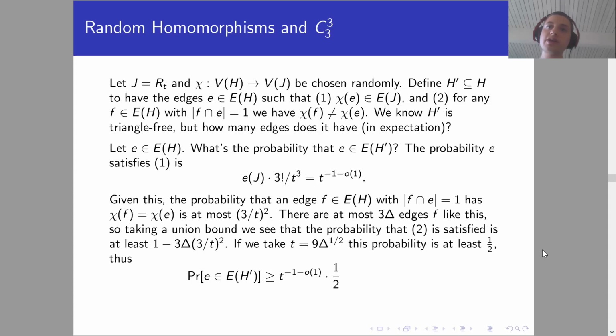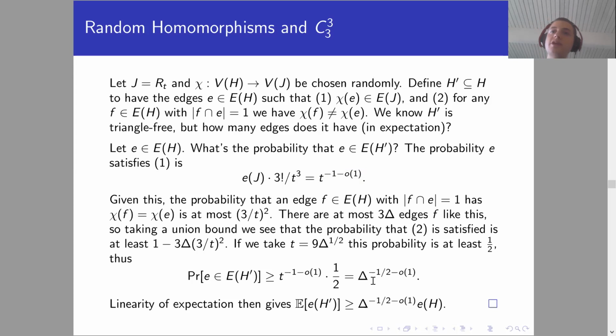And in total, putting this together, the probability that an edge survives in the subgraph is at least the probability it passes 1, which is T to the minus 1 minus little o(1), times the probability that it passes 2 given that it passes 1. And this is at least a half. And plugging in our value for T, this is about delta to the minus 1/2 minus little o(1). So in total, by linearity of expectation, the expected number of edges that survive in H prime is at least this quantity here.